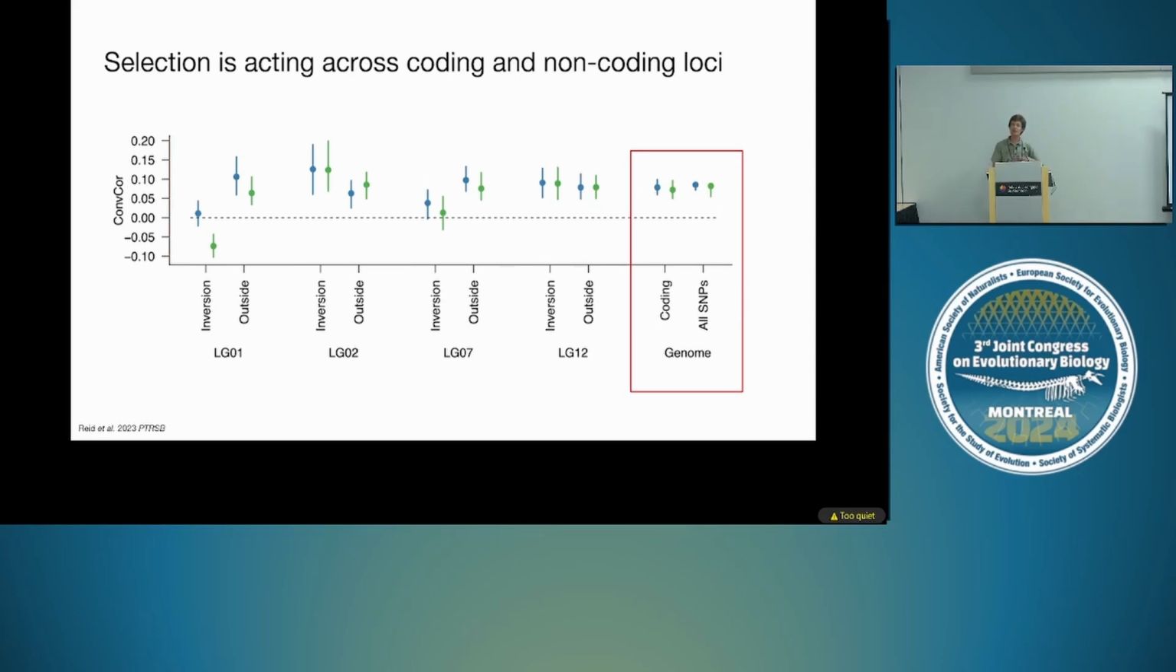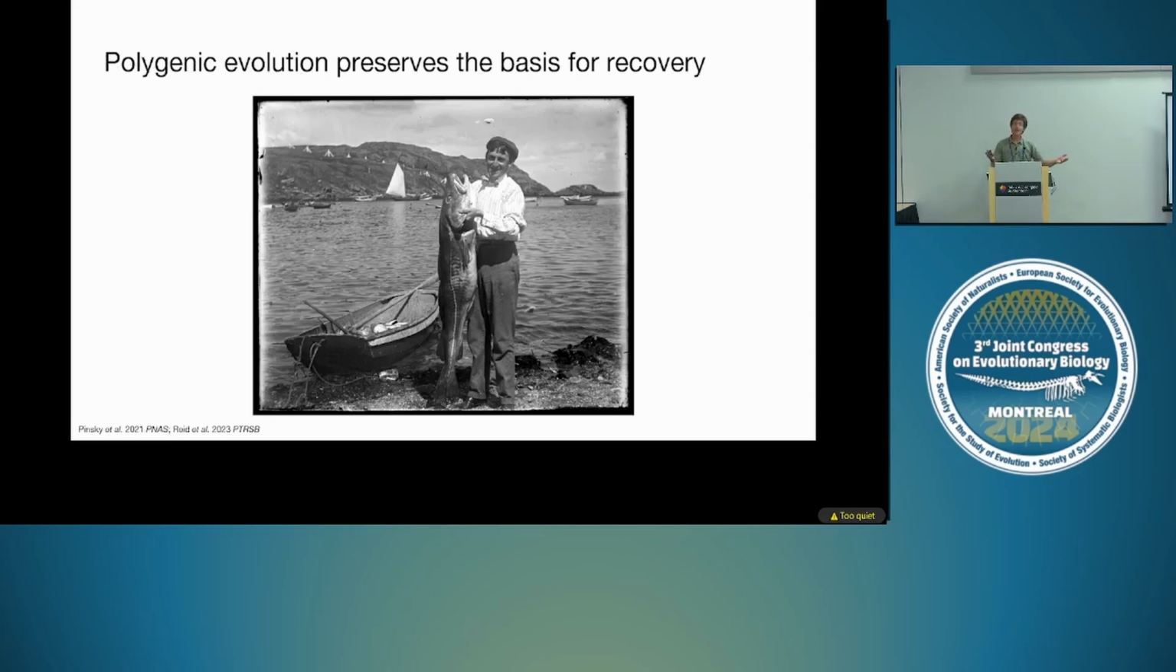There's clearly a lot more to be done here to look at different functional classes within the genome, to look at particular molecular pathways. But at least at the moment, it appears to be quite an omnigenic response across much of the genome. So in many ways, this is actually good news for cod. It suggests that the genetic basis for maturation at later age is still present within these populations, and that recovery to historical phenotypes is still possible.